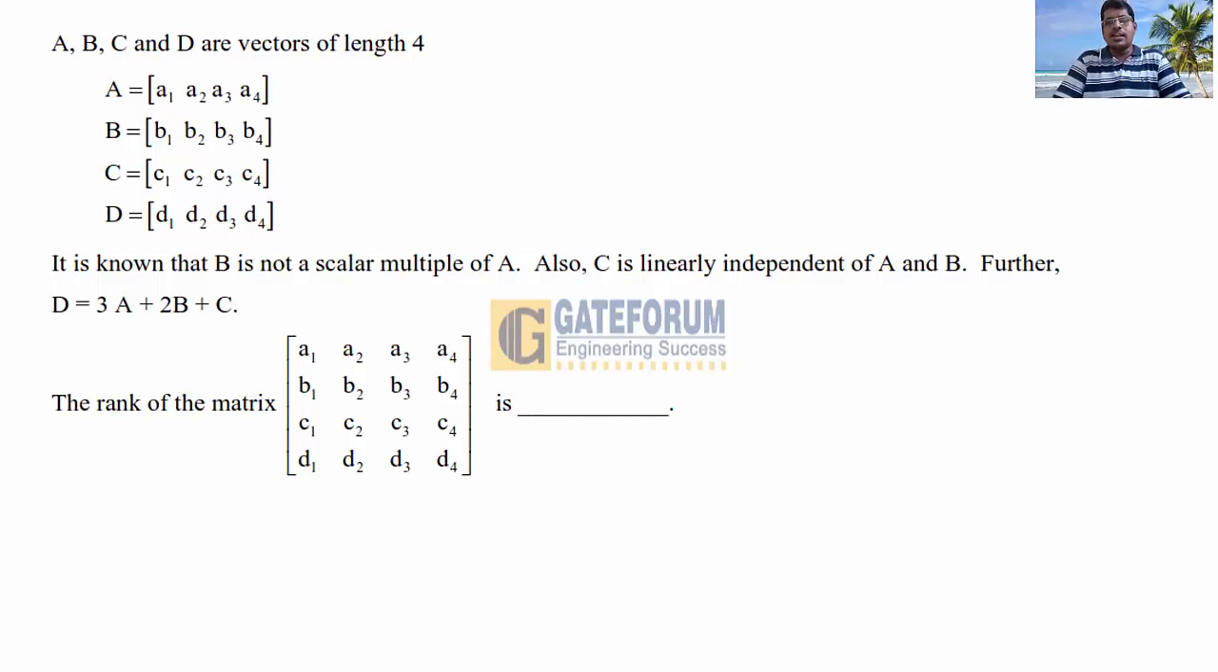Also, C is linearly independent of A and B. Further, D is equal to 3A plus 2B plus C. The rank of the 4 by 4 matrix, first row A1, A2, A3, A4, second row B1, B2, B3, B4, third row C1, C2, C3, C4, fourth row D1, D2, D3, D4 is? This question is from engineering mathematics, topic linear algebra, subtopic basics and rank.